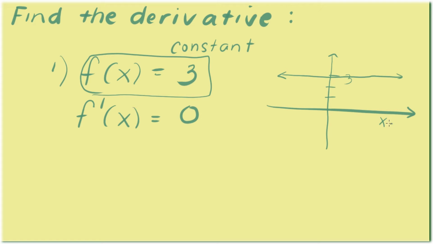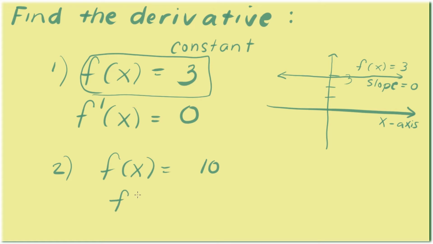So this is your x-axis. And the graph of y equals 3, or f of x equals 3, is a horizontal line. Now, the slope of this horizontal line is going to be 0, okay? So that's one way to remember that the slope of a tangent line to this constant function is 0, or the derivative of any constant is going to be 0, okay? One more, let's say you have f of x is equal to 10. 10 is a constant, its derivative is 0, okay?